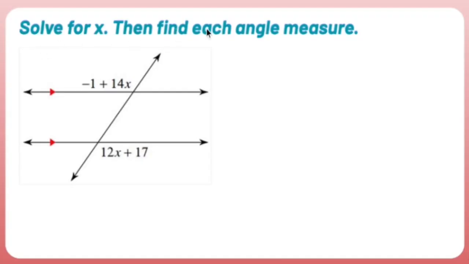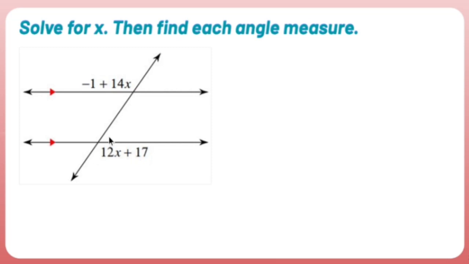Solve for x, then find each angle measure. All right, so we have parallel lines. That's pretty important. We have an angle on the very top left and an angle on the very bottom right. Now, these two angles have a name as far as the way they're related, and they're called alternate exterior angles.